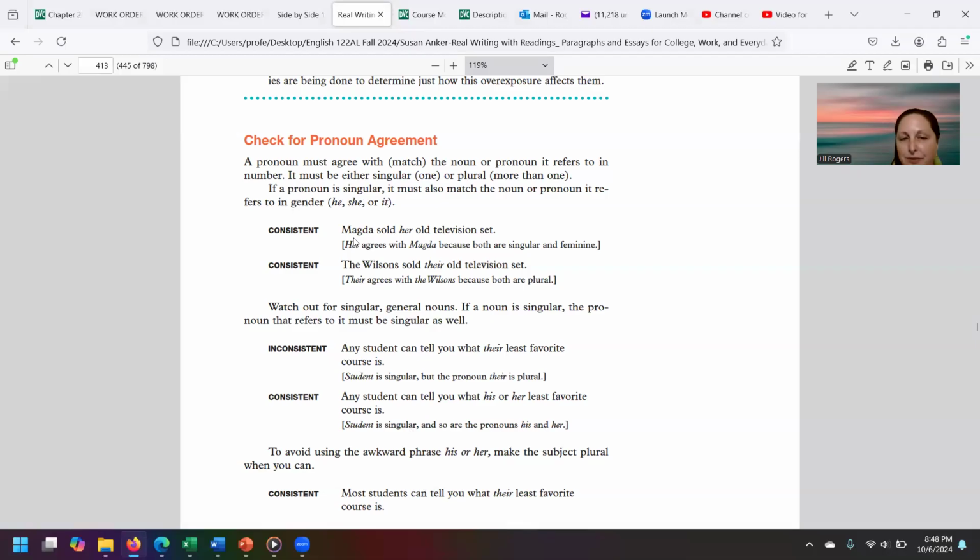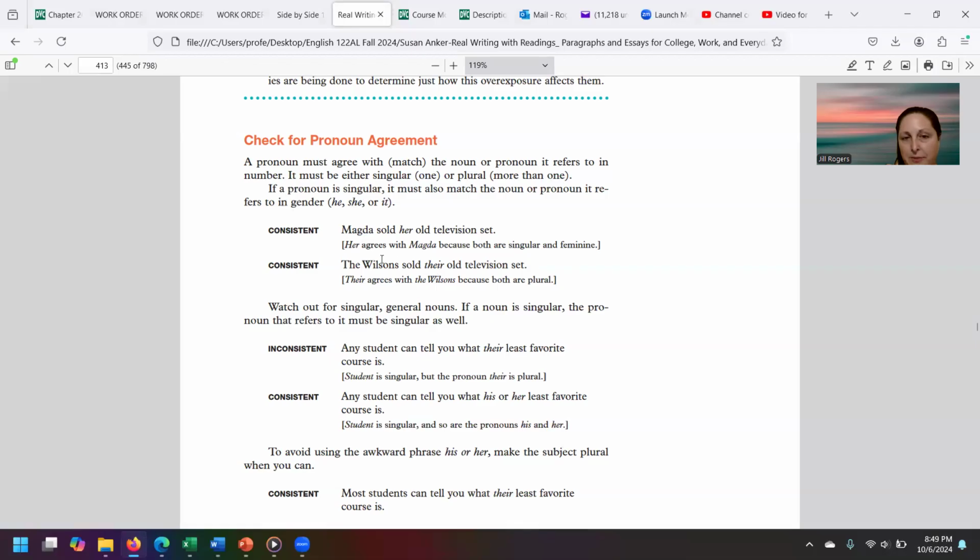All right, so I do want to give you 2 examples of the consistent way. Magda, it's singular, right? Magda is a female name, so it's "Magda sold Magda's old television," right? We don't like it that way, it's too wordy. We say Magda sold her old television set. Singular, singular. Also goes with female, right? It's not his because Magda is a woman's name, it's her. The Wilsons sold their television set. Wilsons means more than one person named Wilson, right? So it's their because it's plural. The Wilsons sold their television set.